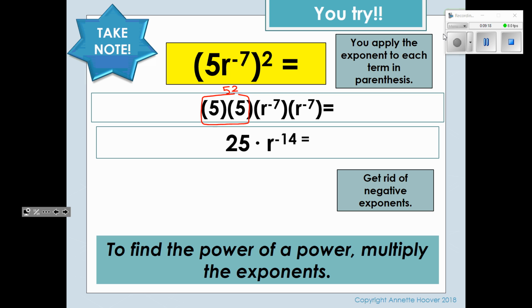We have to get rid of the negative exponent by moving this base downstairs. When we move it downstairs, it becomes a positive exponent. So our final answer would be 25 on the top, it did not move, divided by r to the 14th power.